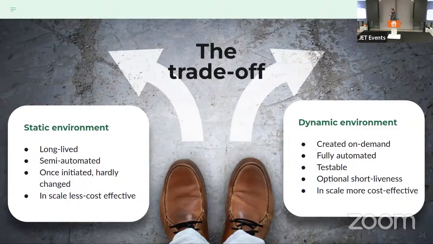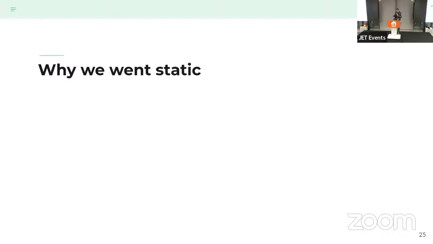The first one is what I call static environment. It is less cost effective. It is semi-automated. It has very long time when it hardly changes. And the second one, fully automated, very well engineered, testable, dynamic environments, but time consuming to engineer them. So this is why we went for the static ones.